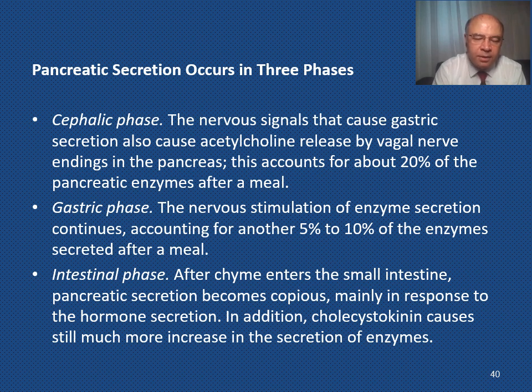After chyme enters the small intestine, pancreatic secretion becomes copious, mainly in response to the hormone secretin. In addition, cholecystokinin causes a still much greater increase in the secretion of enzymes.